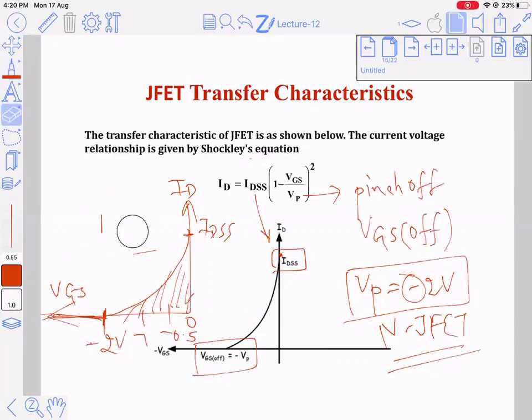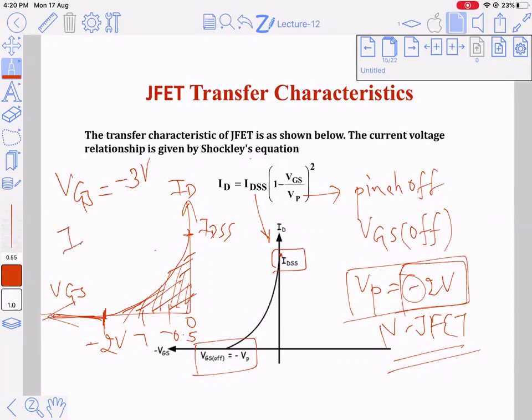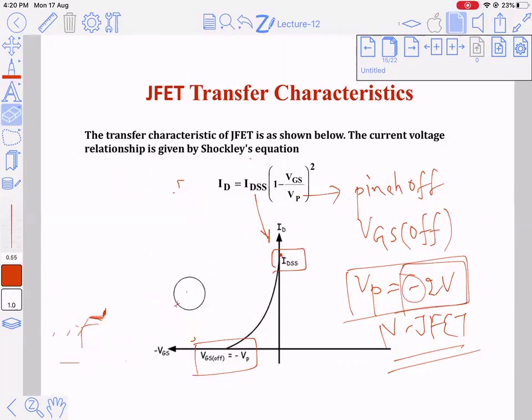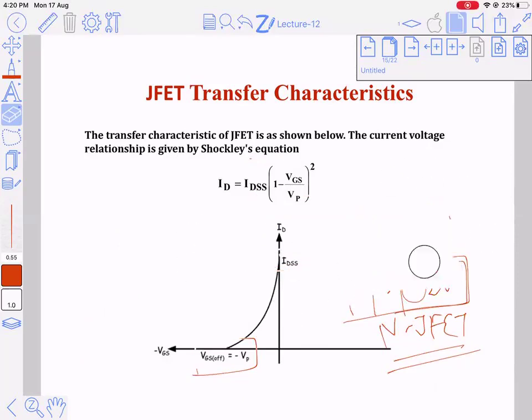So your operation is always from 0 to -2 in this band. Suppose someone asks you what is the value of current at VGS is -3. You should say that the current is 0 because the pinch-off voltage itself is -2. When pinch-off voltage is -2, any value having a magnitude greater than 2 in negative sign will have the current as 0. So this equation is very, very important, and we will be using this in all our further chapters.